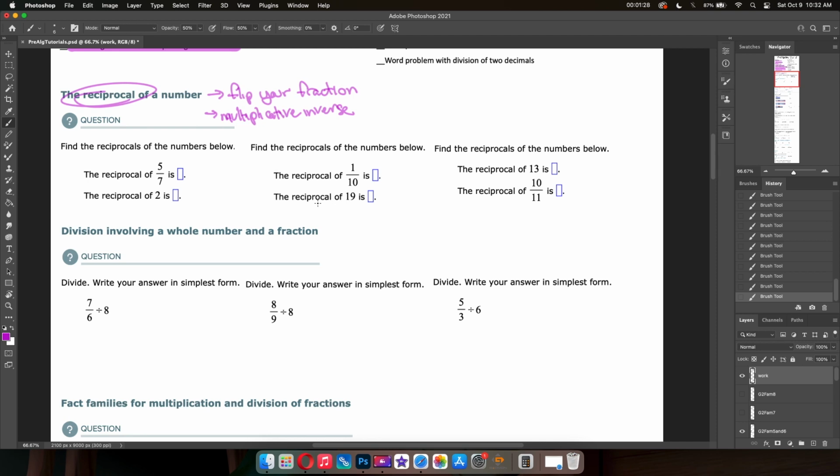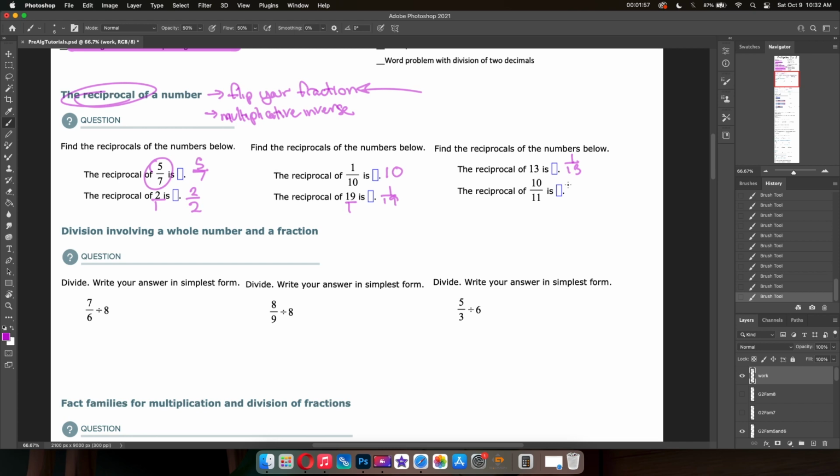So since we know now that a multiplicative inverse, aka reciprocal, is nothing more than a flipped fraction, here's our fraction. Let's flip it. 5 over 7. 2, all whole numbers are over 1. Flip your fraction. 1 half. 1 tenth, flip your fraction. 10 over 1, which is just 10. 19, flip your fraction, 1 over 19. 13 is a whole number, so it's over 1, so flip your fraction, 1 over 13.